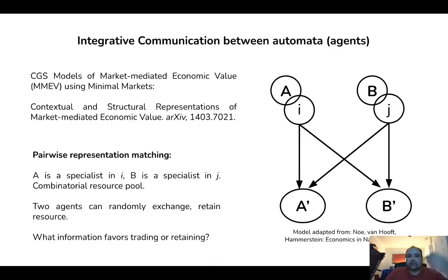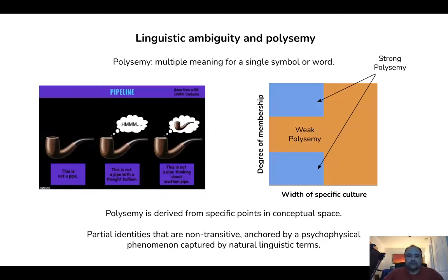You also have integrative communication between the automata. So this is an example of how this works. This is a pairwise communication between the two agents. This is adopted from a behavioral economics context, but there's ways that the agents in the model can trade and exchange information.